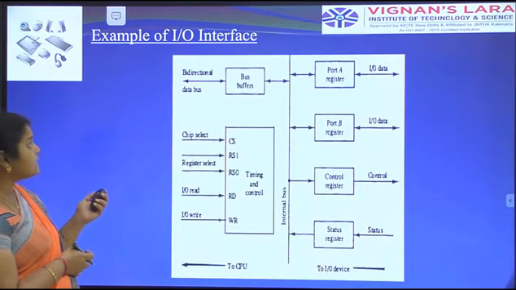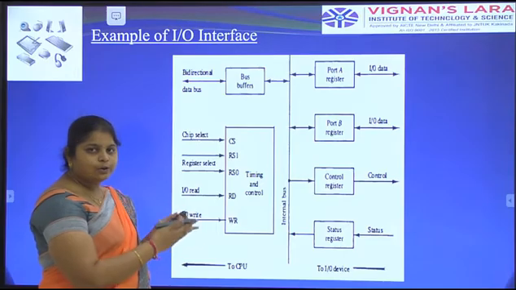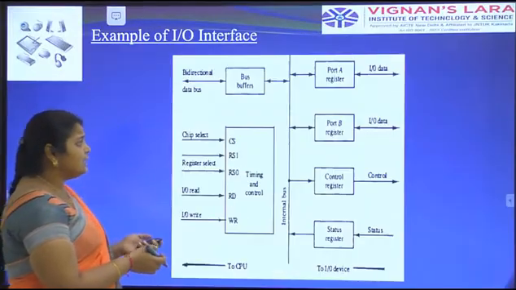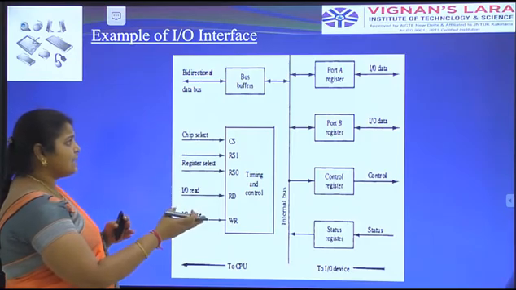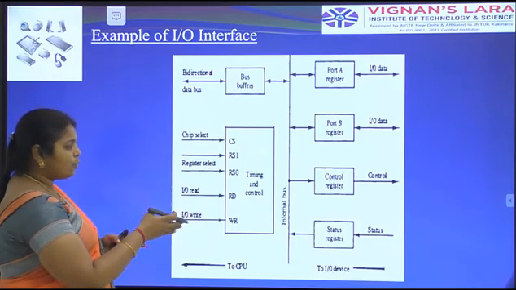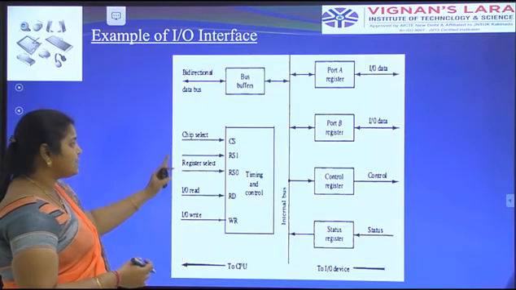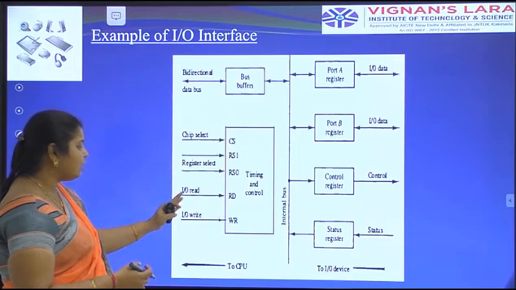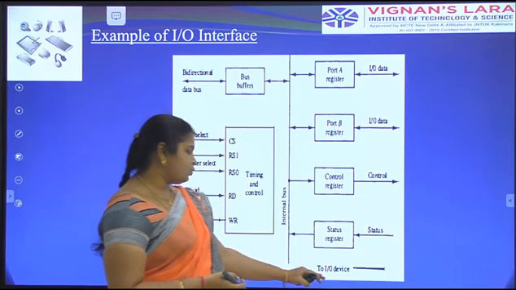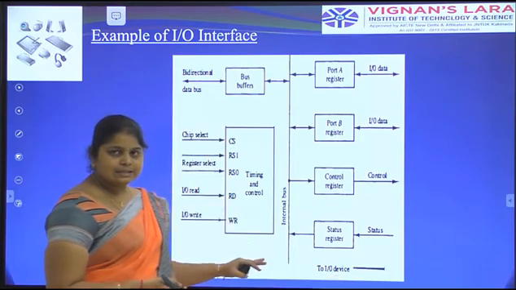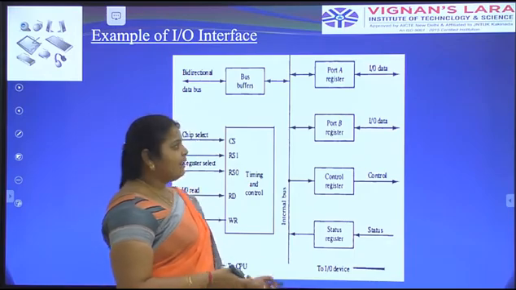With the help of this example, the IO interface consists of port A, port B, control register and status register that are connected to the bus. The bus buffer transfers to port A, port B, control register and status register. These are the inputs for the timing and control: CS, RS1, RS0, read and write operation. This part goes to the CPU and this part goes to the IO devices. The bus acts as an interface between these IO devices and the CPU.